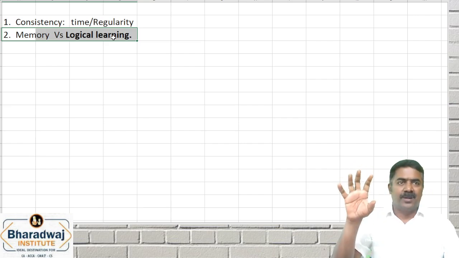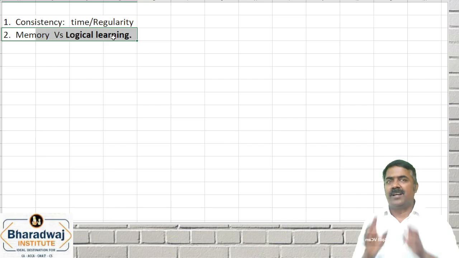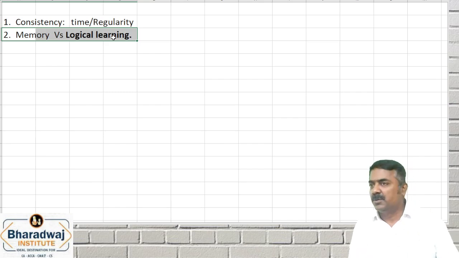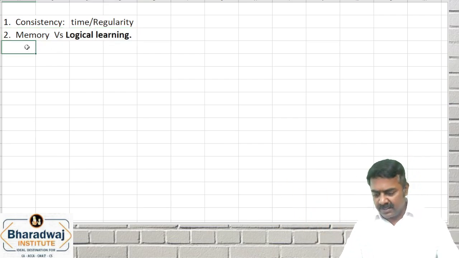What should come in trading account? What should come in P&L account? What should not come in trading P&L account? What should come in balance sheet? It is not a memory, it is logic. If you understand that, then you will be able to do. This is what you are going to do at foundation, inter, as well as at final level. That is the second one.